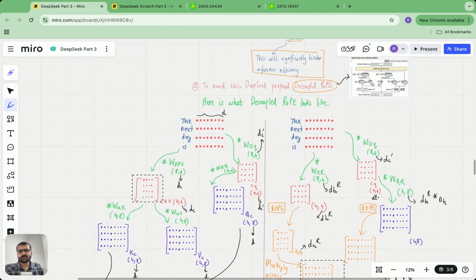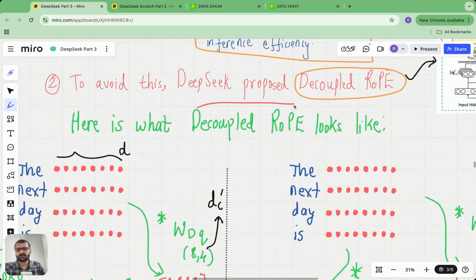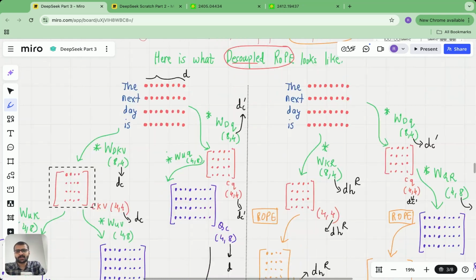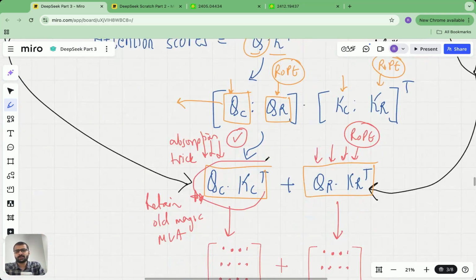So in the rest of the lecture I am going to explain how decoupled rope actually looks. But until now, I wanted to give you an intuition of what DeepSeek did. And I hope now you understand why it is called decoupled. The reason it's called decoupled rotary positional encoding is that we have one part which does not have rotary positional encoding at all. So we decouple rotary positional encoding from my original latent attention mechanism.